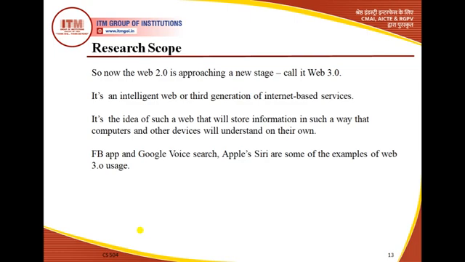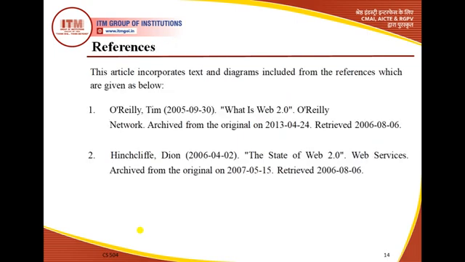So we have seen how web development progressed. First it was Web 1.0, then it became Web 2.0, and now we are approaching a newer era, that is Web 3.0. This article incorporates certain text and diagrams which I have included from the references given below. So students, this was all about Web 2.0 technology, and we saw how it is different from Web 1.0, and also that after Web 2.0 we are now entering a newer stage, the Web 3.0 technology era. Thank you.